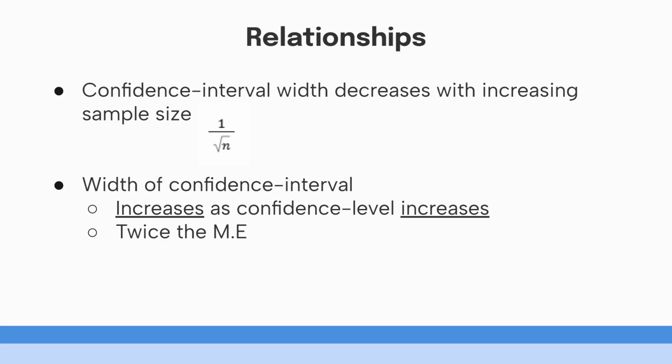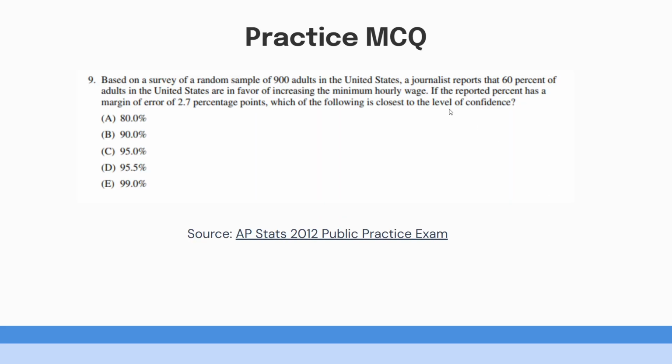So with that out of the way, now let's go into the MCQs. You might take a while on this. I'm going to give you guys 2-3 minutes. Based on a survey of a random sample of 900 adults in the United States, a journalist reports 60% of adults are in favor of purchasing. Which of the following is closest to the level of confidence? If you need a hint, I'll give it to you. There is a way you solve this.